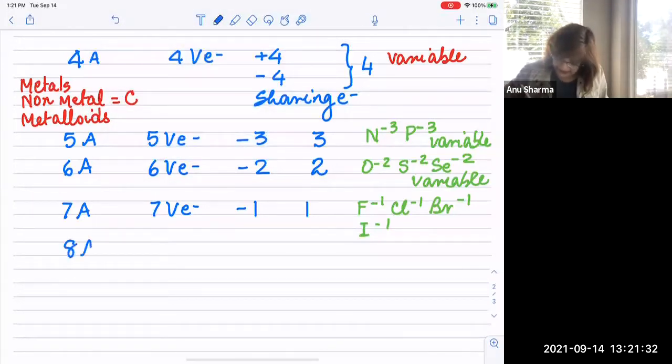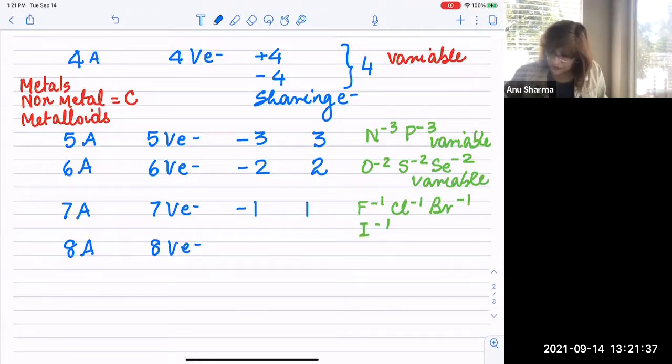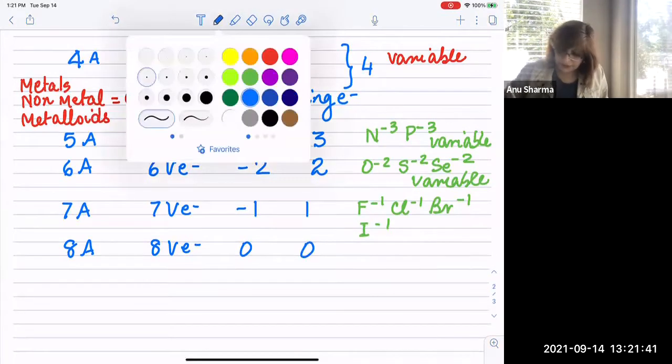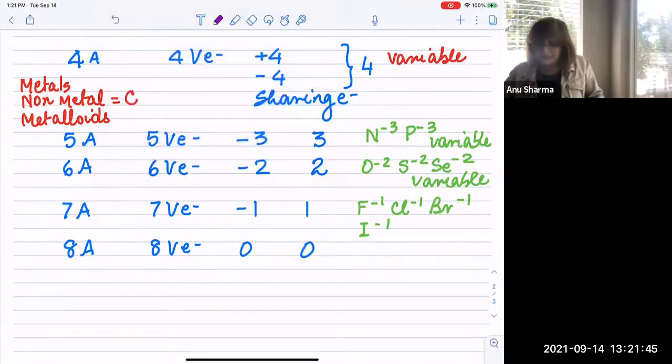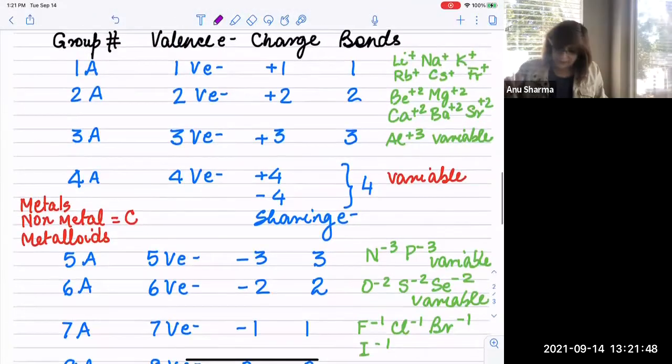Next comes group 8A. Now 8A does not form charges or bonds. There are 8 valence electrons, right? And so there are going to be no charges and no bonds. But there are exceptions to the rule, which we will discuss in a minute. So this generally applies here.